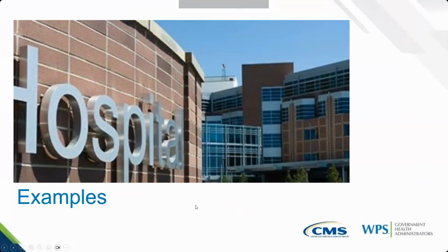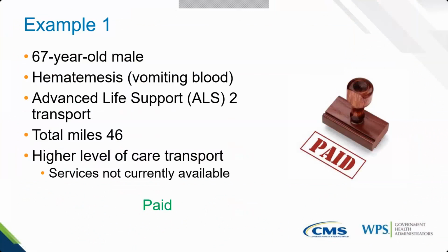Let's talk about a few documentation examples. I just want to give you a couple of pieces of information. First of all, you will see the PEG marker on this one. It was a 67-year-old male, vomiting blood. It was an advanced life support level 2 transport, so we didn't downgrade this. We said, yes, this was medically necessary. Total mileage was 46. It was a higher level of care transport.